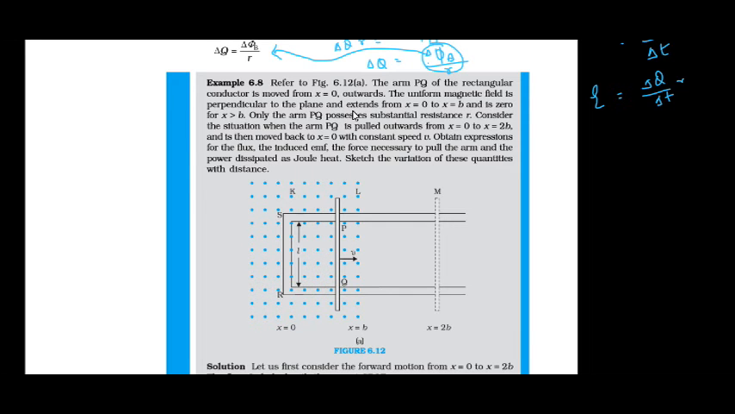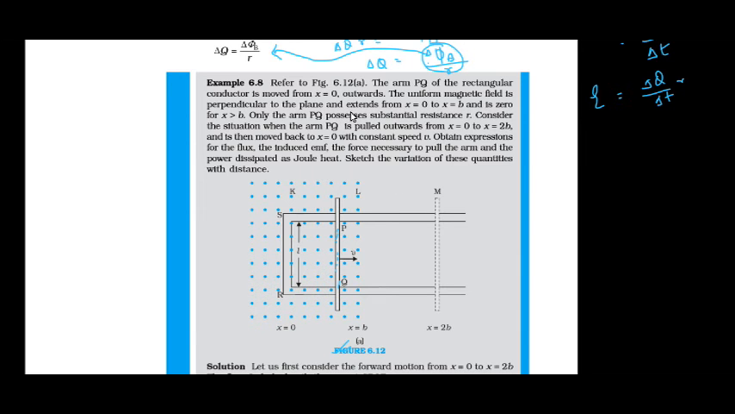Refer to figure 6.12a. So this is the figure. The arm PQ of the rectangular conductor is moved from x equal to 0. So this is the arm PQ, this arm, and it is moving in this direction where the arrow is put, from x equal to 0 outward. Outward means right side, if we look at the arrow's direction.